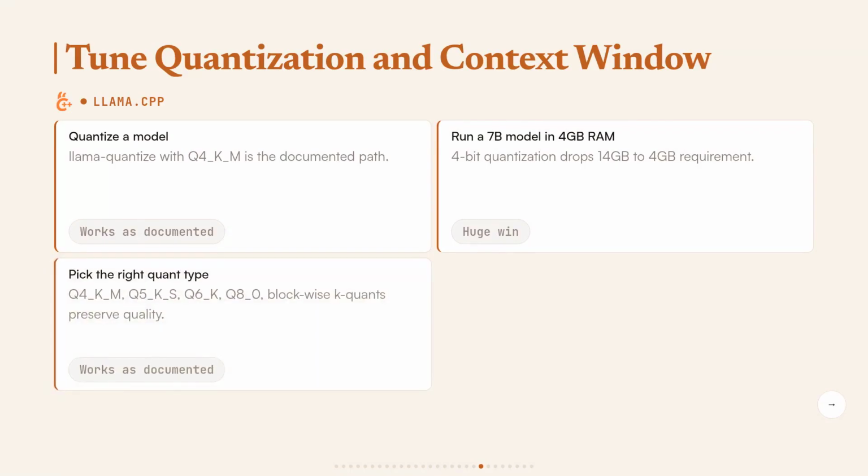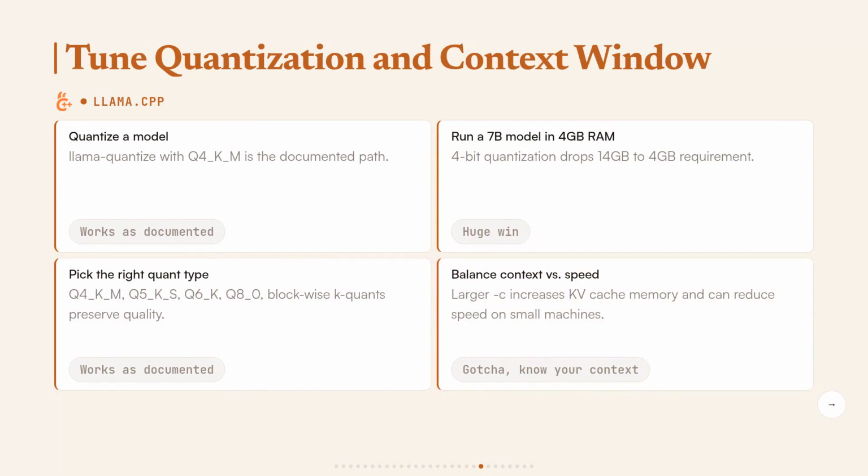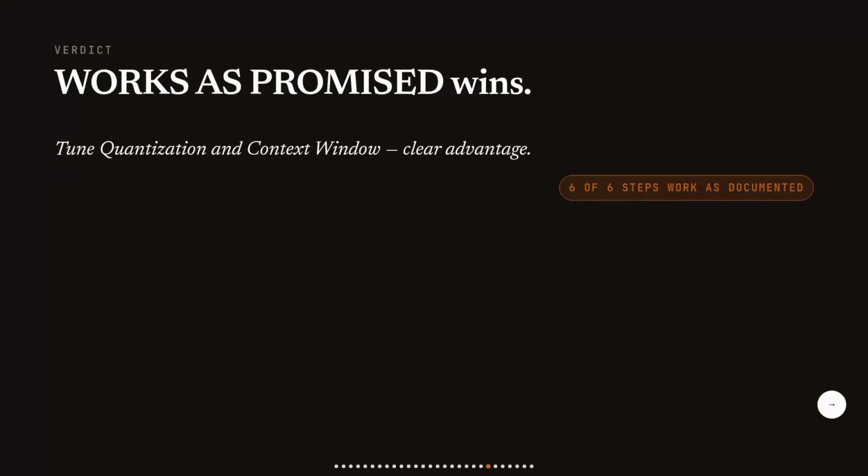The gotcha: bump -c up for more context and you're eating KV cache memory. On small machines, that context bump can tank your speed. Balance it, don't max it by default. That's a 7B model running on hardware that shouldn't be able to hold it.